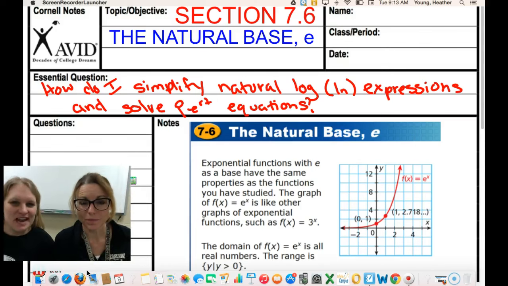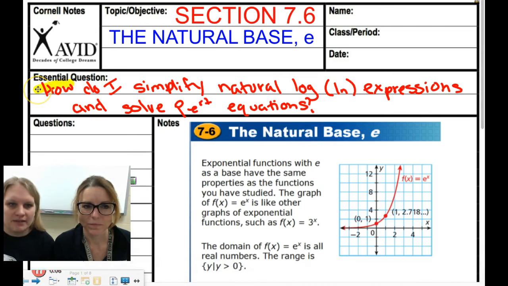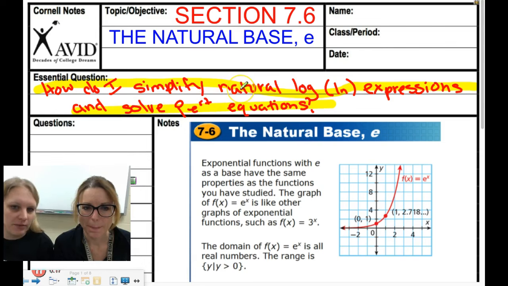All right, so today we are doing the natural base, which is called e. Our essential question is, how do I simplify natural log, which we call ln, expressions, and solve equations? And these are all just variables that we'll be filling in.